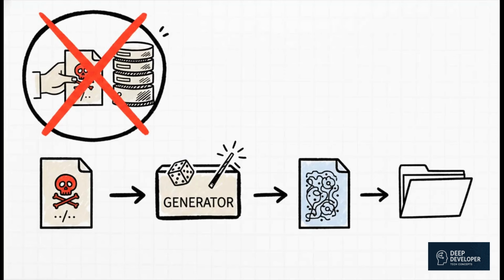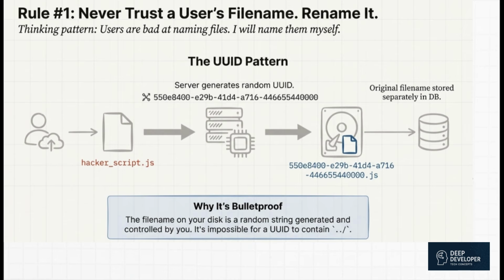All right, rule number 1. This one's a game changer. It's the UUID renaming pattern. The rule is simple. Never save a file with the name the user uploaded. Ever. Instead, when you get a file, you generate a totally random ID for it, like a UUID, and use that as the file name on your server. Why? Well, a UUID is just a jumble of letters and numbers. It's physically impossible for it to contain a malicious path. The hacker's weapon is useless before they can even try to use it.